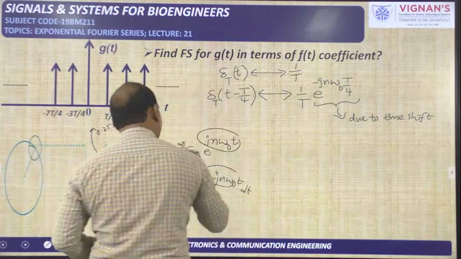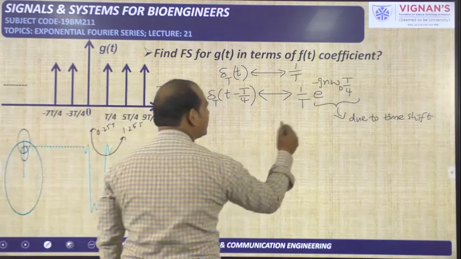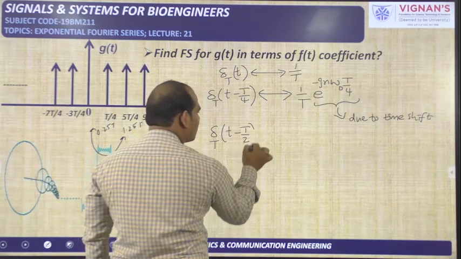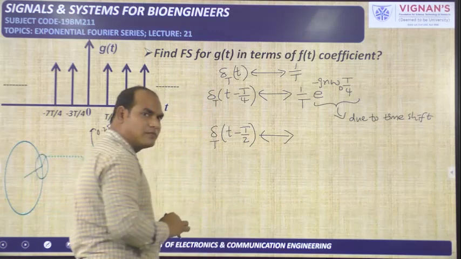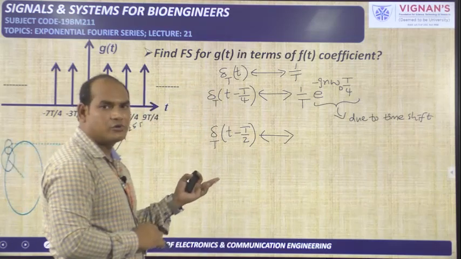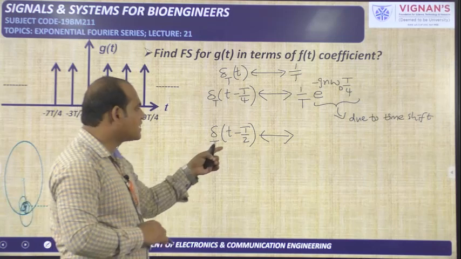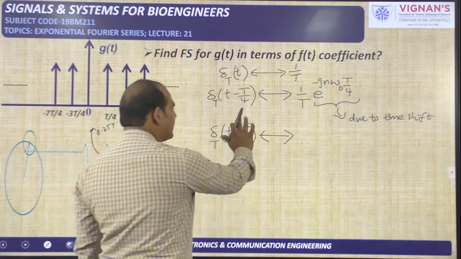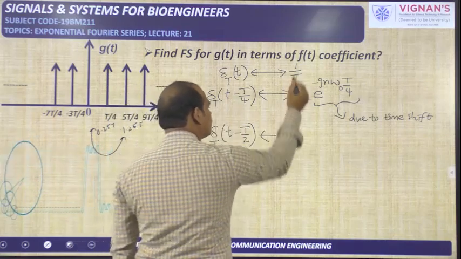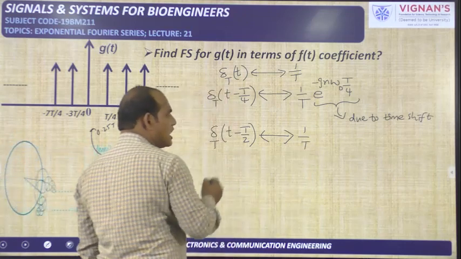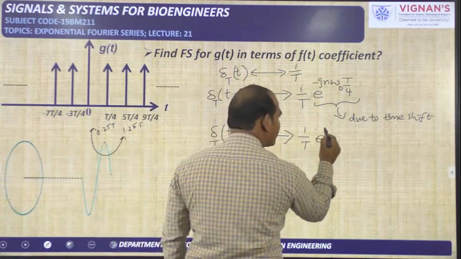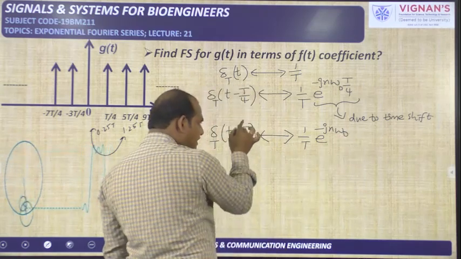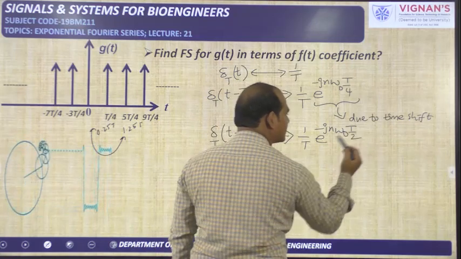For example, instead of shifting T by 4 seconds, I will shift T by 2 seconds. Now, what will be the coefficient without performing the problem? We can write the answer now. We can write the exponential Fourier series coefficient for this signal by the application of this particular property, the time shifting property. So, without shifting, delta T of t has the coefficient 1 by T. With shifting, an exponential should come, e power minus j n omega naught, and here the shifting is T by 2, that's why T by 2 is written here.